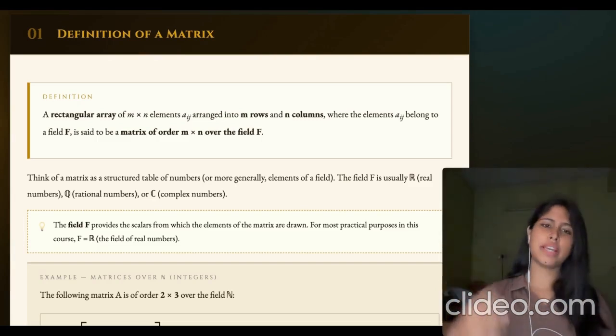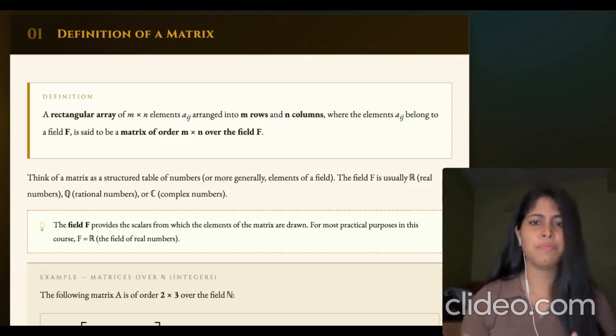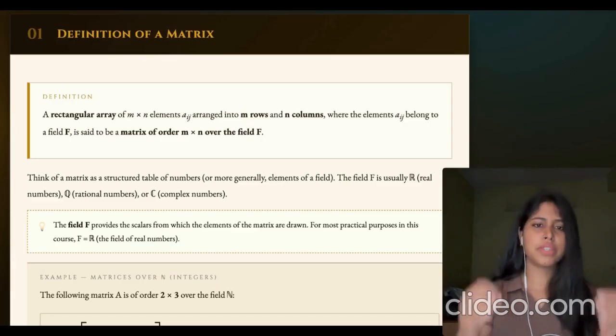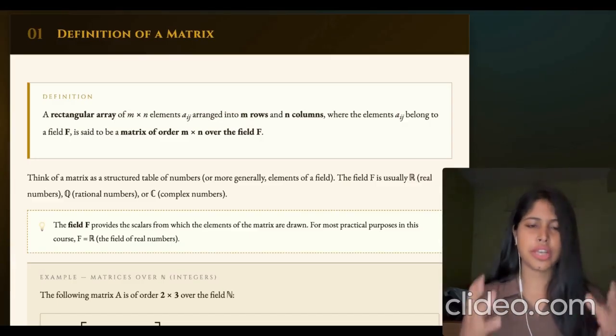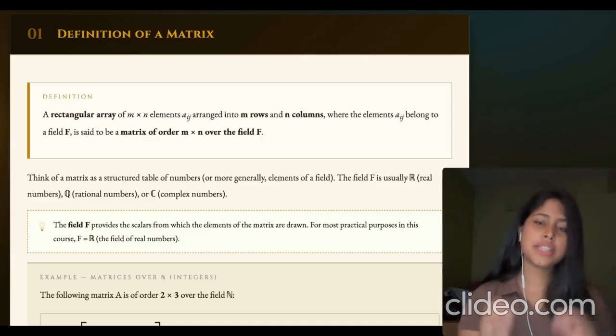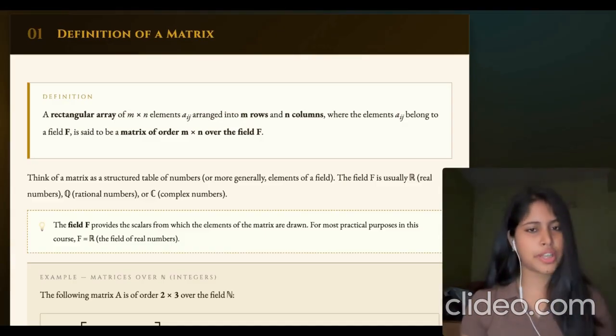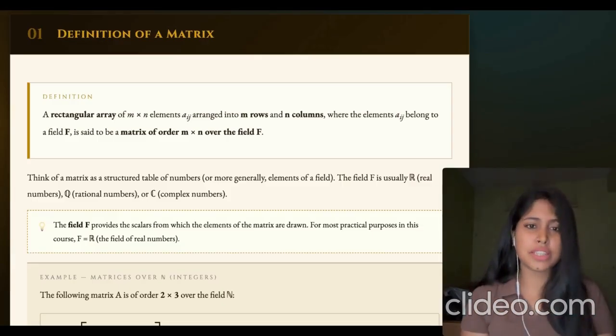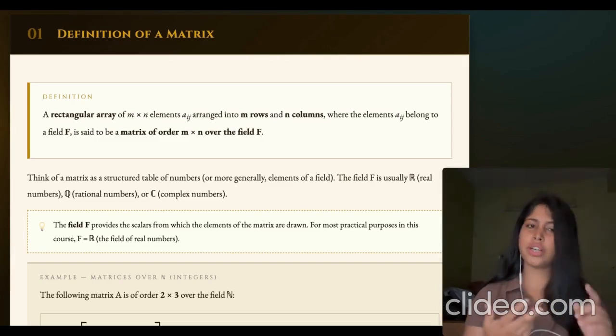Now, what am I saying about the field F? Field F, you can think of as the number system your elements are coming from. Most of the time in this course we are taking F to be the set of real numbers, the set R, but it can also be the rationals, which can be denoted as Q, the integers, which can be denoted as Z, or even the complex numbers, which can be denoted as C, right?